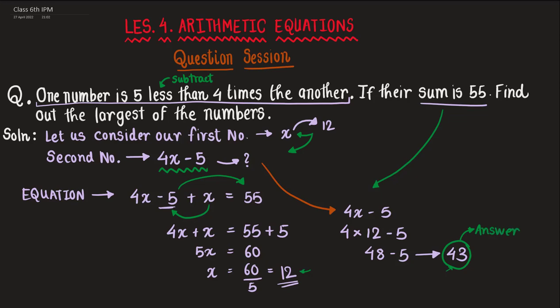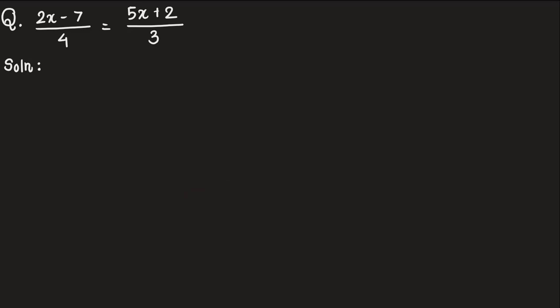Simple. So our next question in the question session is (2x minus 7) divided by 4 is equal to (5x plus 2) divided by 3. So this is our question. Let us solve it. First we will write this equation here: (2x minus 7) divided by 4 is (5x plus 2) divided by 3.